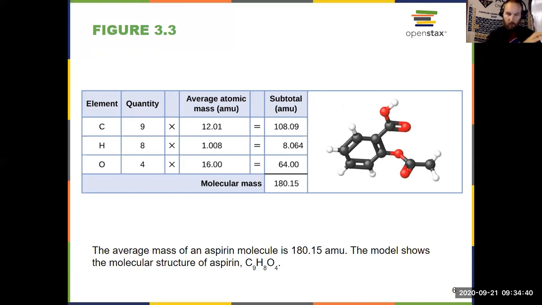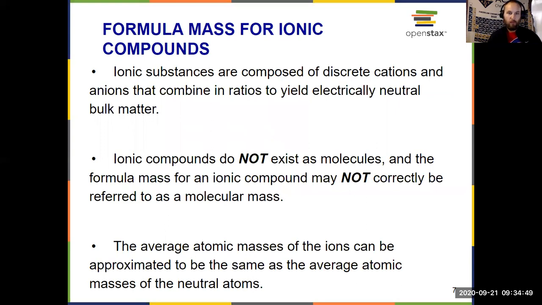So these, chloroform and aspirin, are molecules. We can call that a molecular mass. But what about ionic compounds, where we have a metal and a non-metal? We know ionic compounds from chapter 2, right? We know how to name them. We know that it's a cation and an anion coming together, electrostatically attracted to one another. They're neutral overall, so they only come together in one ratio.